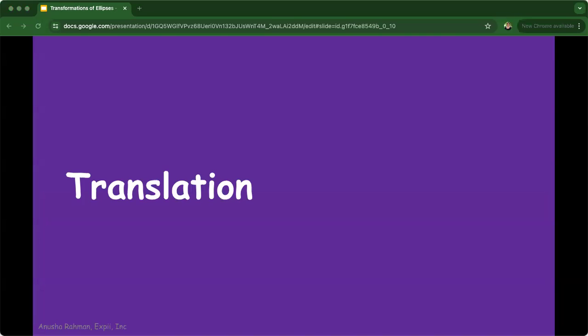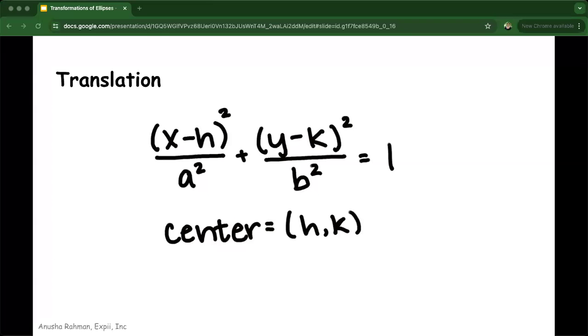First, let's talk about the translation. A translation involves shifting the ellipse horizontally and/or vertically without changing its shape or orientation. Generally, this is what an ellipse equation that shows translation looks like. The ellipse is shifted h units horizontally and k units vertically. The new center is at (h, k).